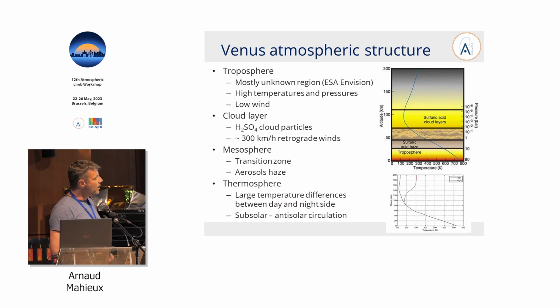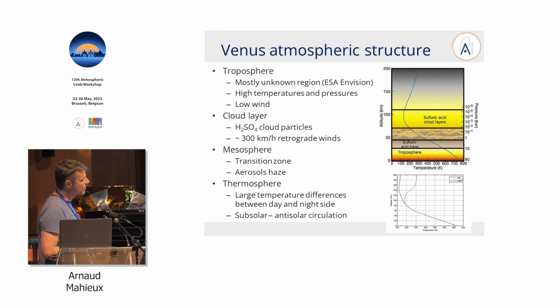Okay, so about the atmospheric structure. Here on the right, you have temperature as a function of altitude. You have the pressure scale on the right. And you have a mean temperature profile. Actually, it's been very smoothed. We're missing a lot of details in this one.